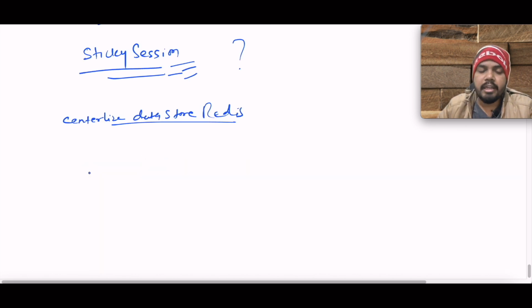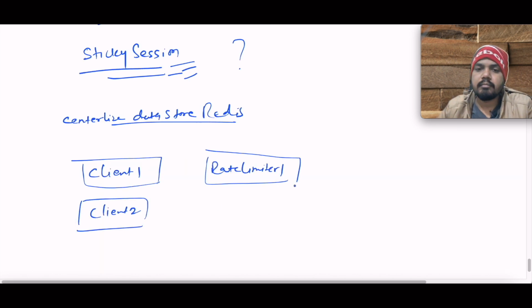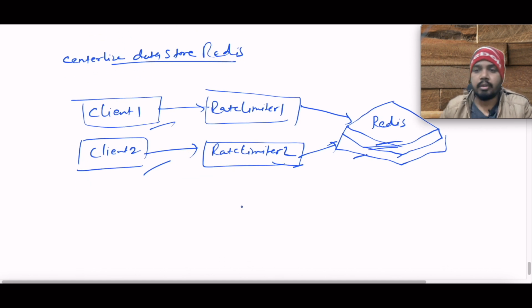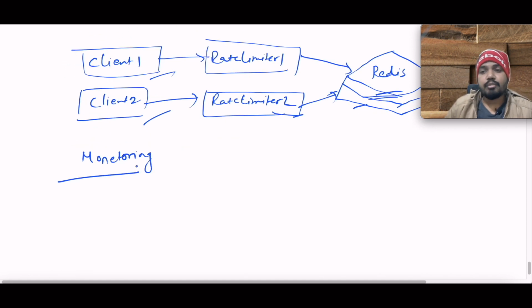How will it be designed? Like client 1. To fix this, we can use a centralized Redis, which is the centralized data server. The first rate limiter will use the same Redis server, and the second rate limiter will use the same Redis server. Both rate limiters will have the data of client 1 and client 2. This will fix the issue, and you can scale the system up to whatever scale you want. Now the last point is monitoring.